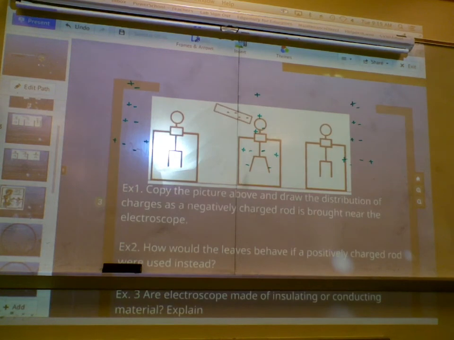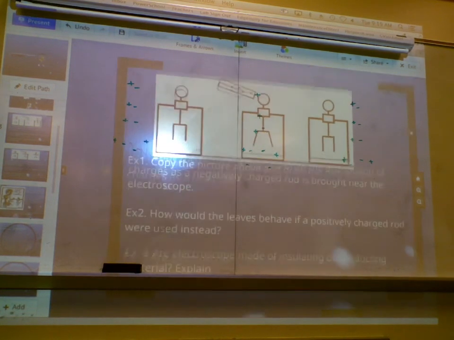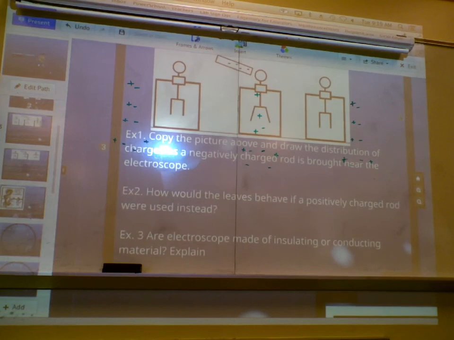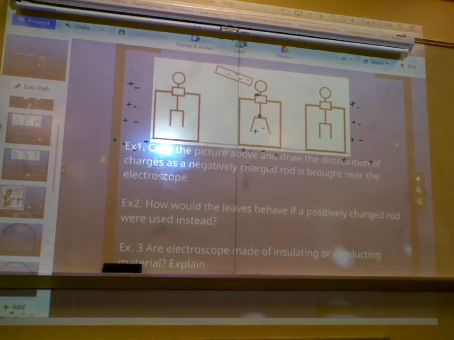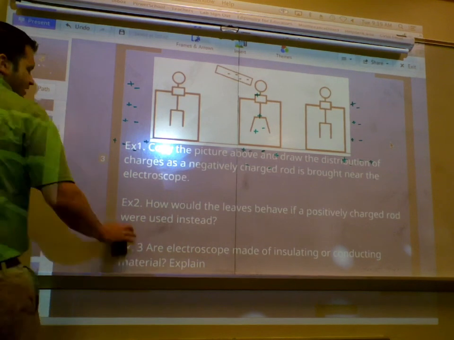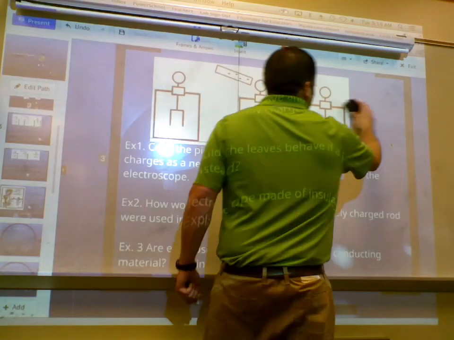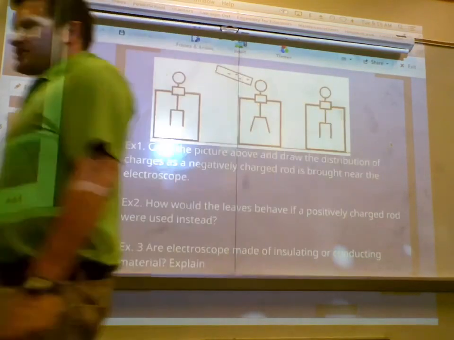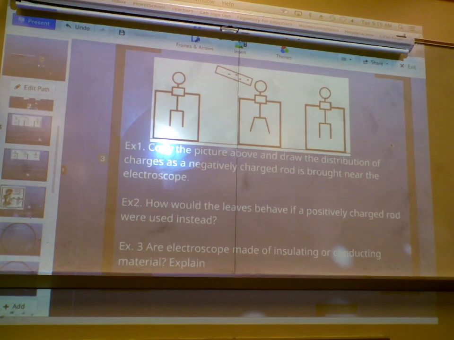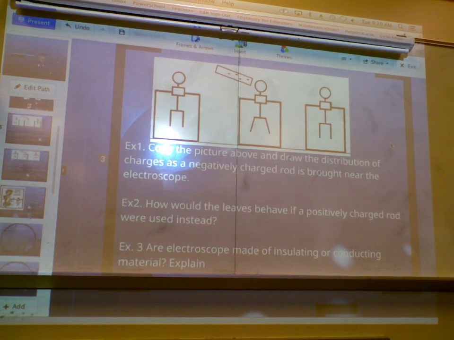All right. Number 3, you can't see from here. Are electroscopes made of insulating or conducting material? Do insulators let charges move? No. Do conductors let charges move? Yes. Do electrons move in the electroscope? Yes. So it must be a conductor. Does that make sense, guys?